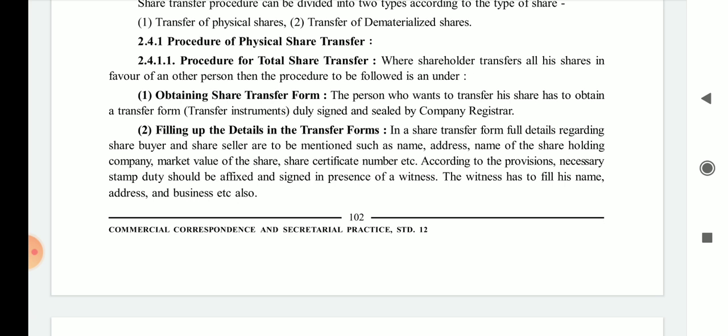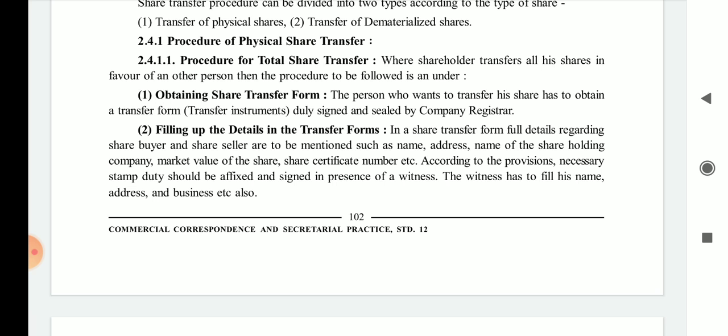Next one is to fill up the details in the transfer form or transfer instrument. In a share transfer form, full details regarding the share buyer and share seller are to be mentioned, such as name, address, name of the shareholding company, market value of the shares, share certificate number, etc. While you are getting the transfer form, at that time you have to compulsorily fill the necessary details like the name of the person who holds the shares, address of the person, name of the holding company, market value of the share, and the share certificate number, etc. These details should be filled in the transfer form.